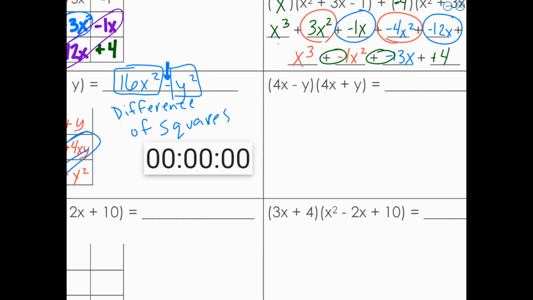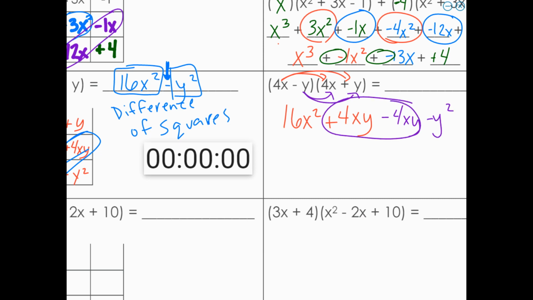Okay. So over here, we would have the same thing if we distributed. 4x times 4x is 16x squared. 4x times y is positive 4xy. Negative y times 4x is negative 4xy. And negative y times y is negative y squared. Okay, those would cancel out still. 16x squared minus y squared.